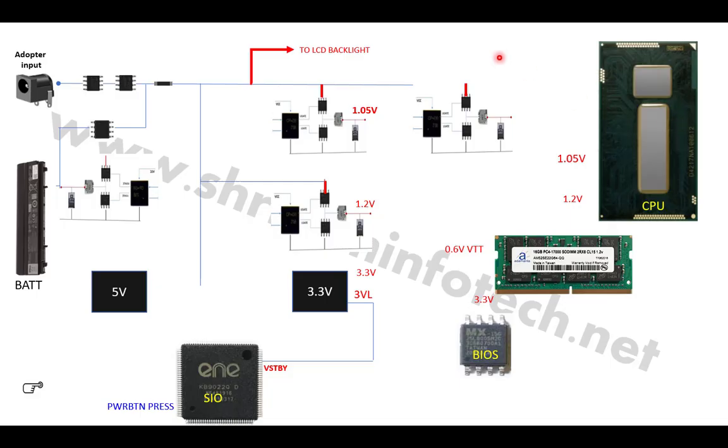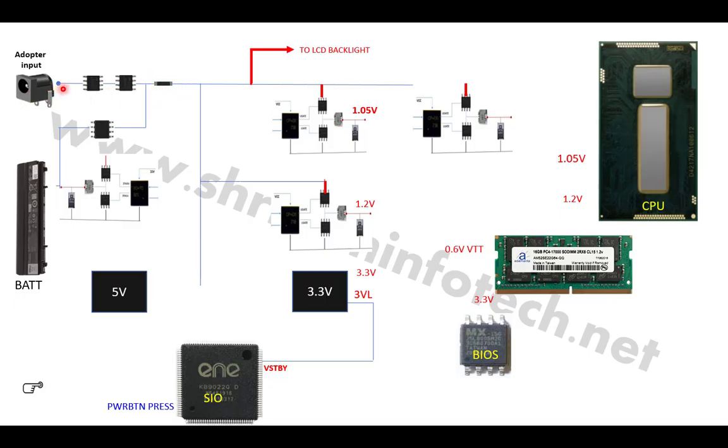Now here are my buck converters: here is my battery charging section, here is my adapter input, here is my 5 volt buck converter, here is my 3 volt buck converter, here is my 1.2 volt buck converter, 1.05 volt buck converter, and here is my CPU core supply. So once I give the power, suppose I give that 19 volt from the DC jack, here are my two MOSFETs and then the current sensing resistor.